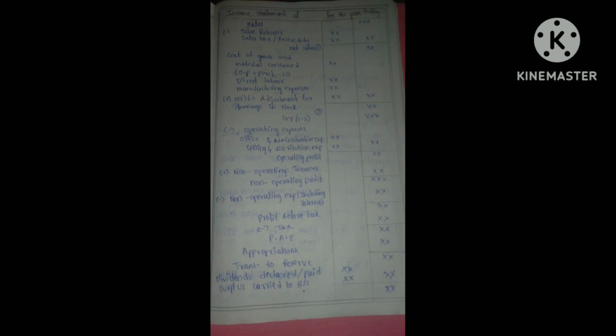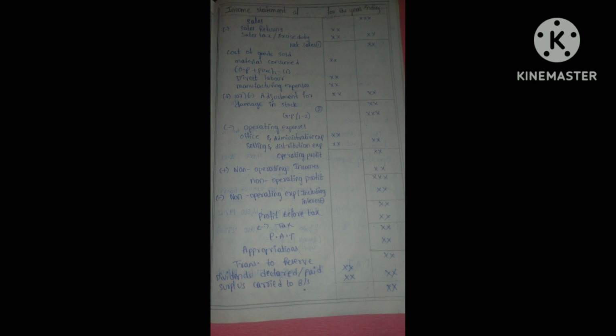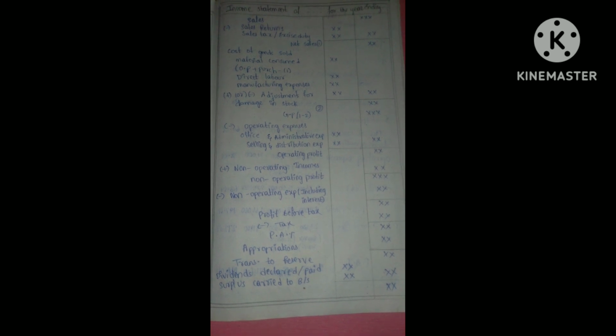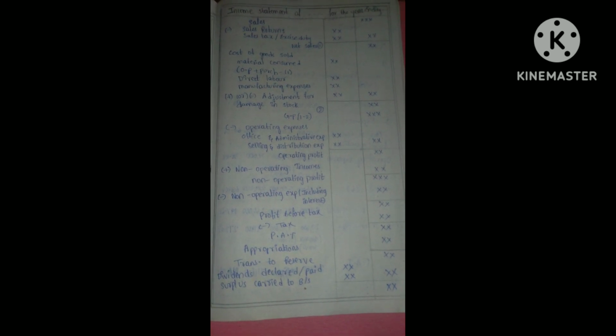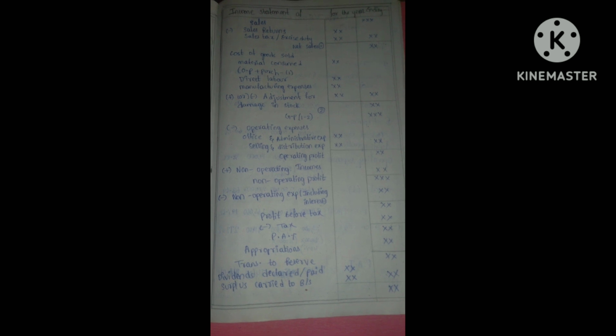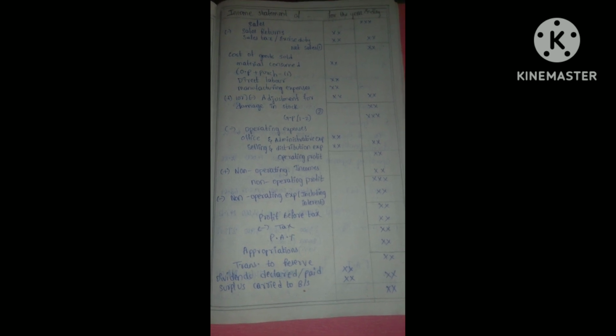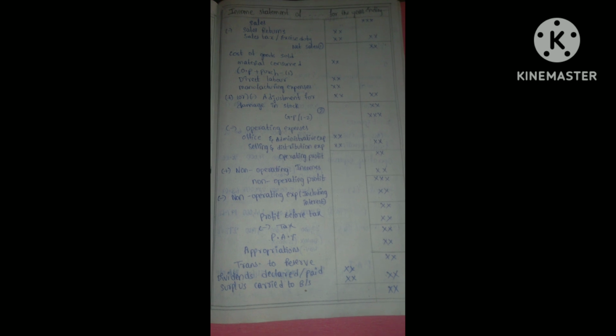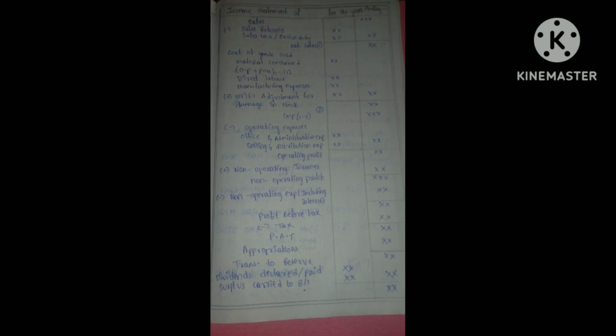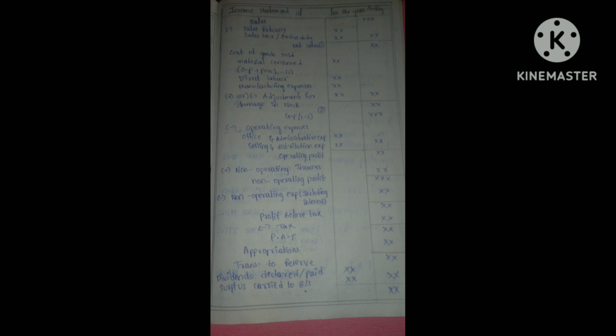Next we have to calculate cost of goods sold. In cost of goods sold, first we have materials consumed. How to calculate materials consumed: add opening stock plus purchases minus closing stock. So we will get the materials consumed value. Note that in the first column. Next we have direct labor. Note the value in the first column. And next is manufacturing expenses. Note the value in the first column.